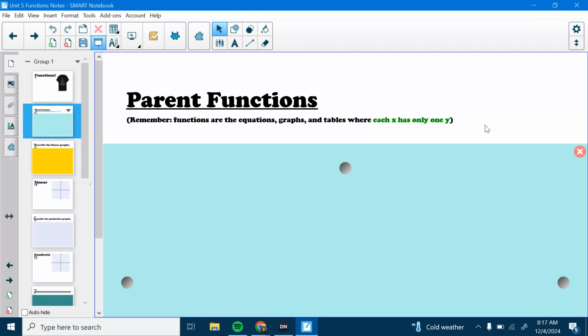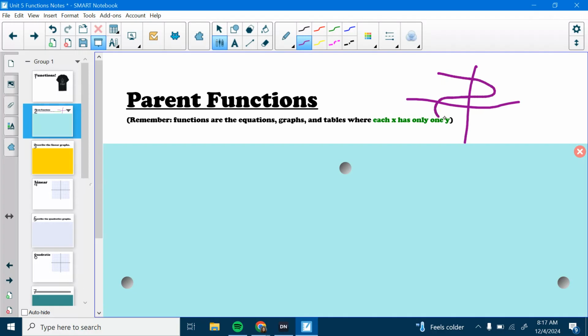But in case you need a reminder, functions are equations and graphs and tables where each x value has only one y value. Okay, so that's our really key thing. Sometimes we would have a graph that looks like this curvy line. That would not be a function, because when you are at the x value 0, there are multiple different y values that you could have. So that is not a function. A function would be something where for where we are on the x-axis, we have only one y value or one output. Okay, so there's a reminder for functions.